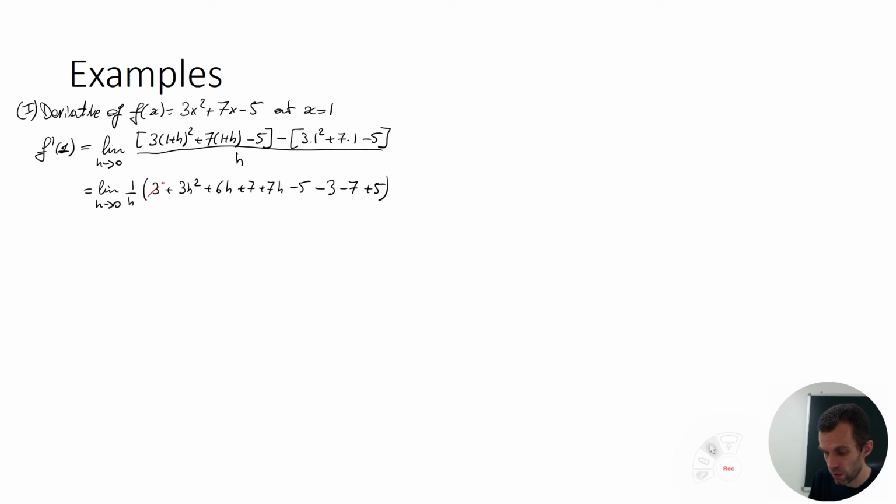So cancellations, 3 minus 3, 7 minus 7, and minus 5 plus 5 all cancel out, and we're left with limit h going to 0 of 1 over h, 3 times h squared plus 13 times h. And so now we can divide out the h to get 3h plus 13, and so the limit becomes 13. And we get that our derivative is equal to 13.